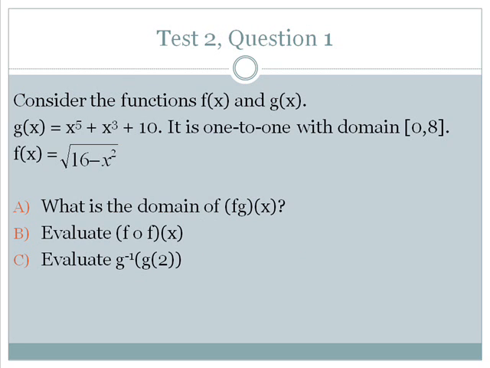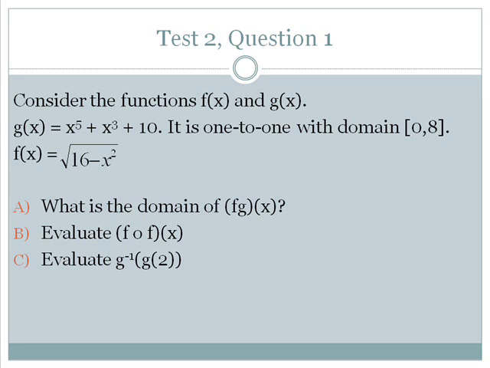Going to test number 2, we started talking about more formal notations for things like functions, as well as talking about polynomials, their graphs, finding number of zeros, polynomial division, those kinds of things. So we have this set of questions regarding function notation. We have 2 functions, f of x and g of x. G of x is x to the 5th plus x cubed plus 10. I mentioned that it is a 1-to-1 function, and that it has a domain of just 0 to 8 inclusive. Our second function, f of x, is just the square root of 16 minus x squared.